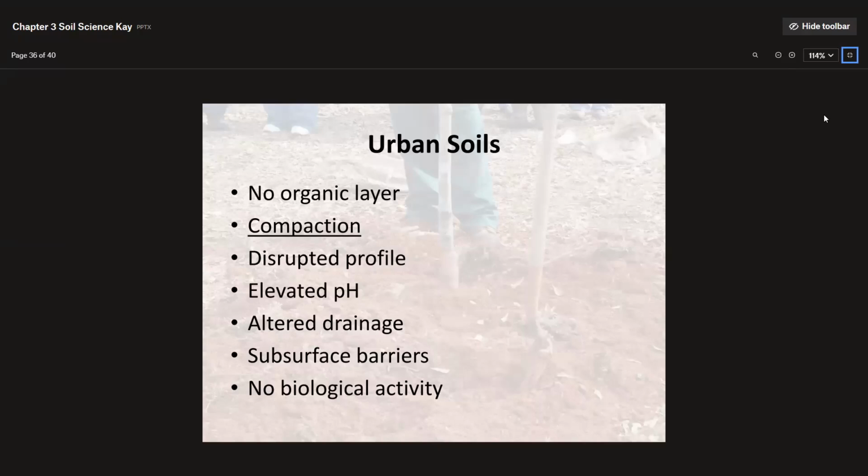We've altered the drainage in our urban soils. We want the water to flow away from our foundations. Well, that may not be good for the trees. Now, maybe water isn't flowing to them where it used to, or vice versa. Maybe they get more water than they got in the past and they're drowning. So we alter the drainage. We put up subsurface barriers, retaining walls, curbs, things like that to keep the roads from going haywire, but we block our trees from being able to expand out. Same with those retaining walls. And of course, with all that, we've now created no biological activity in the soil. Who wants bugs in the yard?